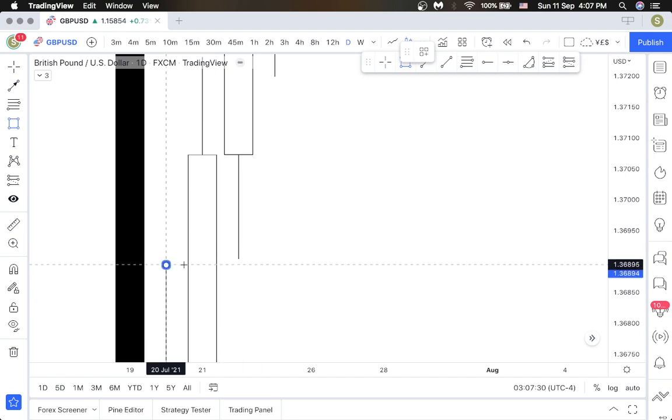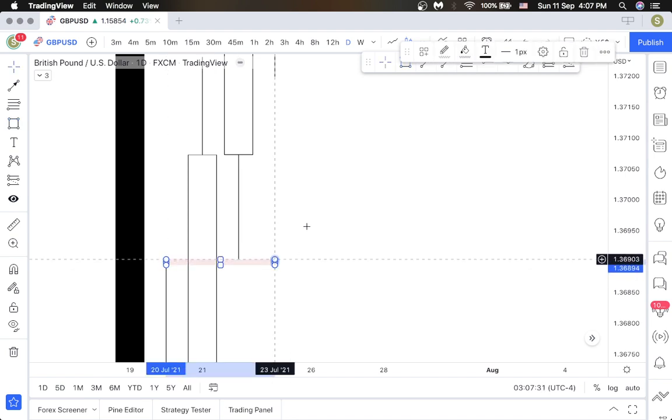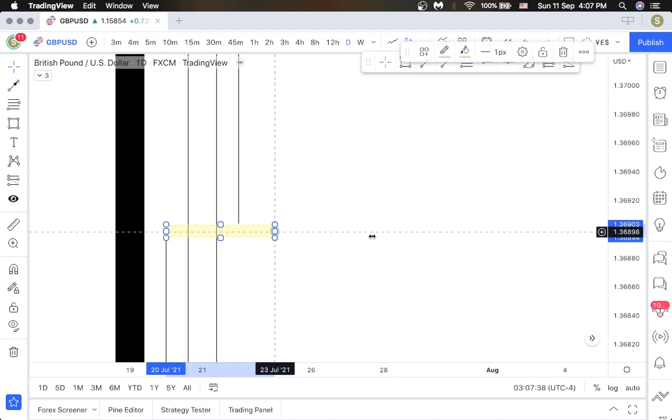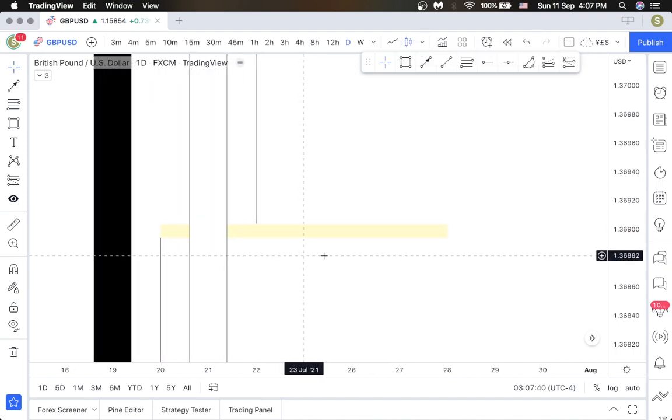you can see how from here to this wick, it's a very small imbalance. The size does not matter. Okay, the size doesn't matter. Size doesn't matter. All the men out there. Anyway, let's not get distracted.